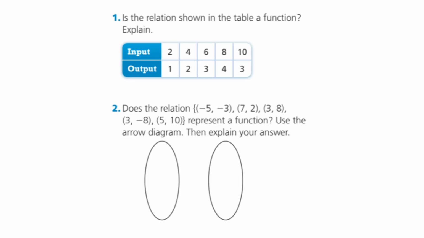This instructional video is on topic 3 review pages. Number 1, is the relation shown in the table a function?